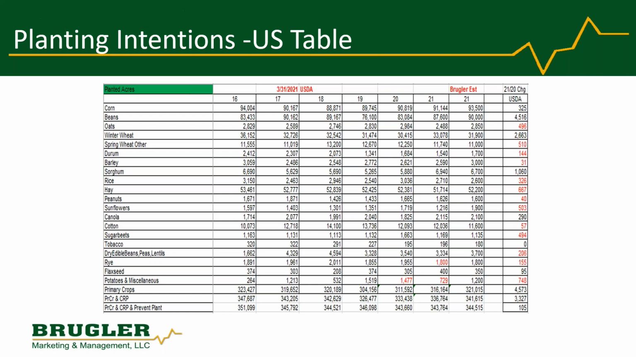I want to point out a couple things on this table, though. This is what we call a principal acres table. It tries to account for all of the main crops that are grown in the United States, including hay, which is over 51 million acres. If you look down, 3 lines from the bottom, you'll see the primary crops total, 316.164 million acres.